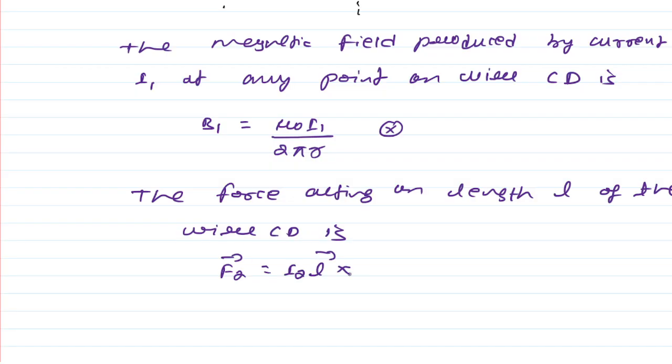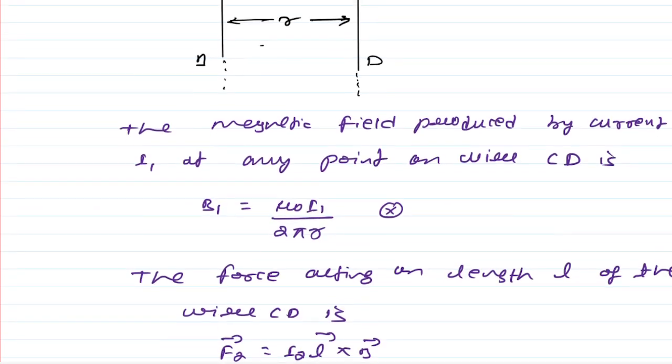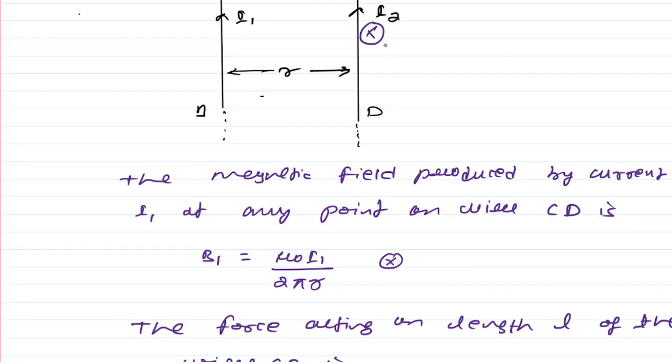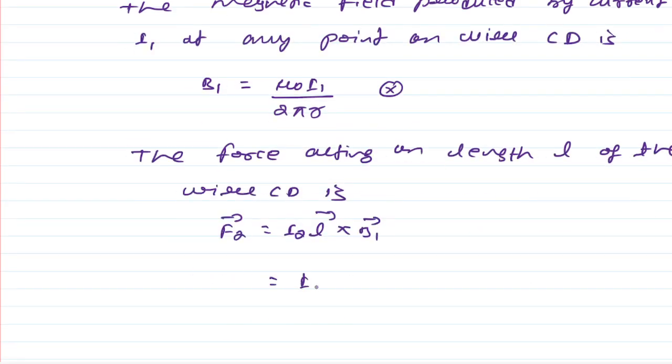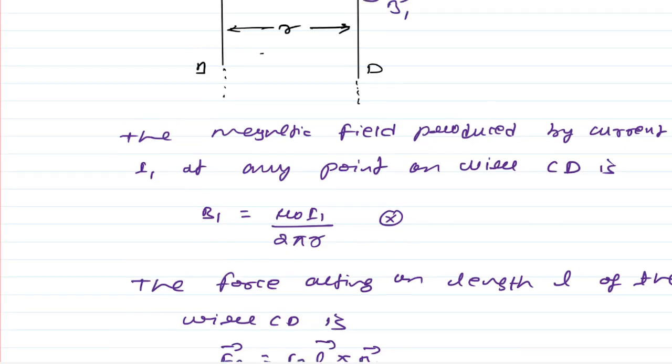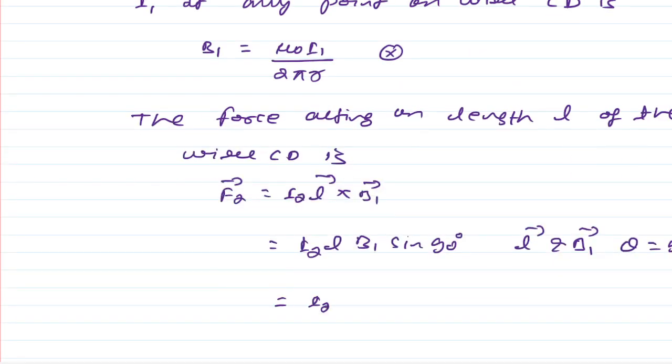I2 L cross B, and if you take I2 L vector and B vector, both are perpendicular to each other. So B is B1, and we have taken some finite length of conductor CD. So I2 into B1 into sine of 90 degree. The angle between L vector and B1 is 90 degree. Sine 90 is 1. So it is I2 L B1 magnitude.